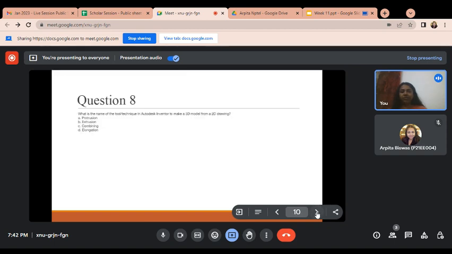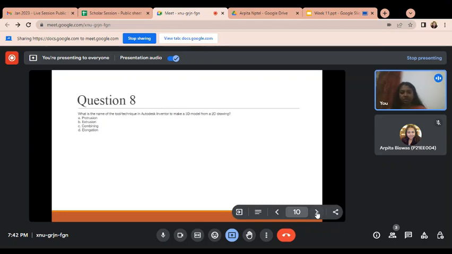Next we are moving toward question number 8. What is the name of the tool or technique in Autodesk Inventor used to make a 3D model from a 2D drawing? First option is protrusion, the second option is extrusion, option C is combining, and option D is elongation. So go through the question carefully and then try to give the answer.